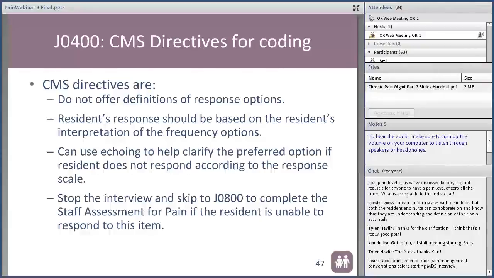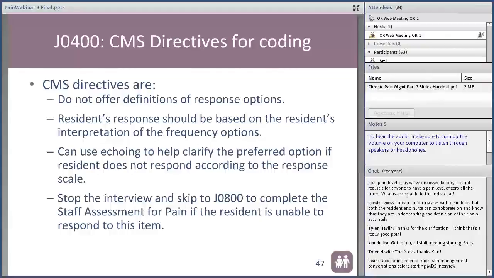Okay, so J400, CMS Directive for Coding. Again, probably says just the opposite of what I said. Do not offer definition of response options. Resident's response should be based on the resident's interpretation of the frequency options. You can use echoing to help clarify the preferred options if the resident doesn't respond according to the response scale. And of course, stop the interview and skip to J800 to complete the staff assessment if the resident is unable to respond to this item.